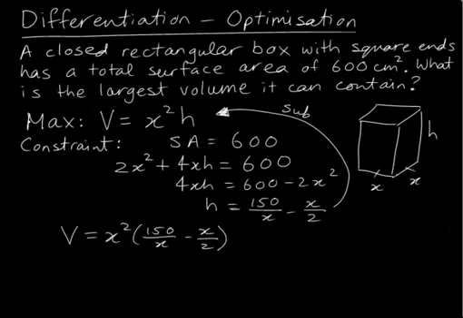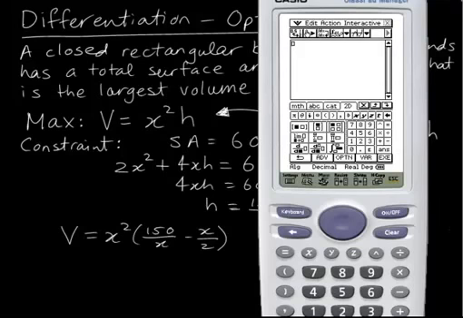So now this objective function, this volume function that I'm trying to find the maximum of, is all in terms of one variable, and that is x. So I can actually differentiate and set it equal to 0 to find the maximum turning point. Now often a question like this would appear in a resource-allowed section, which means that calculators are certainly allowed. So let's pull up our ClassPad and let's find the derivative of this.